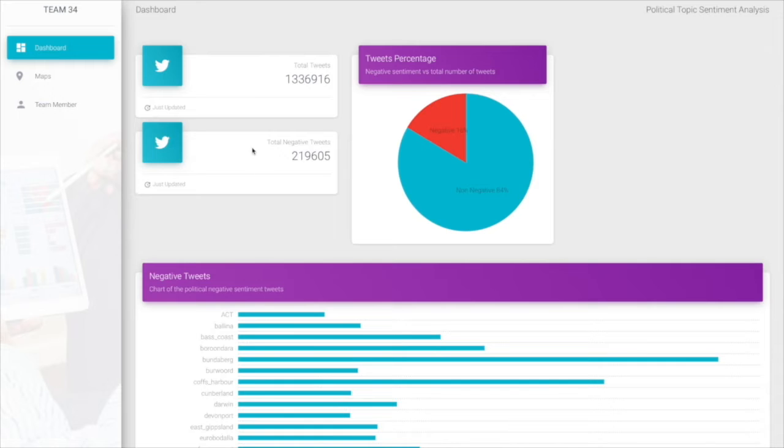We interrogated over 1 million tweets of a political nature. On the pie chart, you can see that 16% were found to have a negative sentiment. The remaining tweets were either positive or neutral tweets.